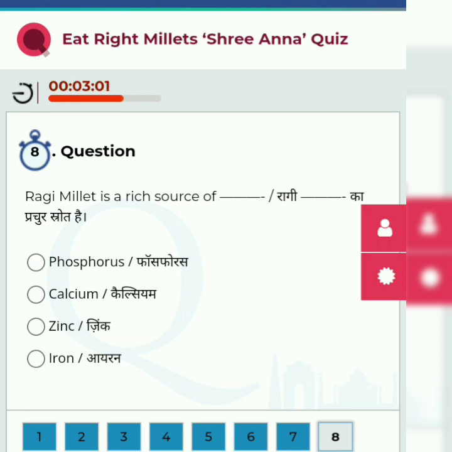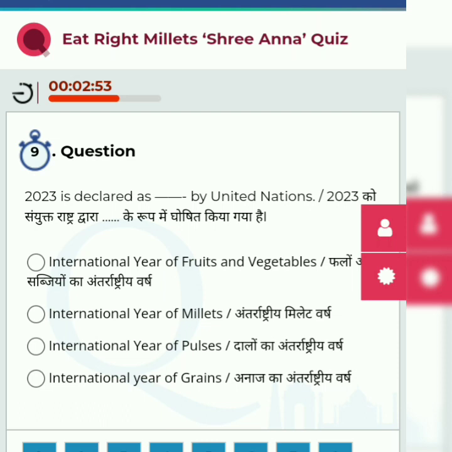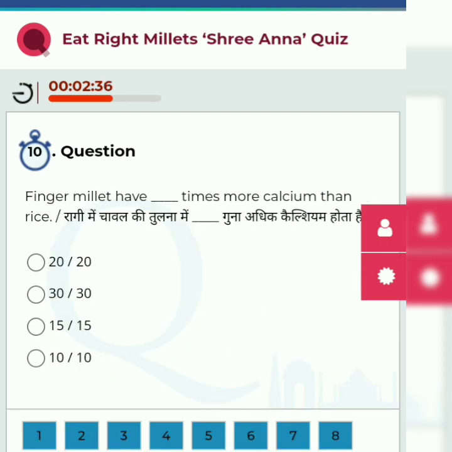Ragi millet is a rich source of phosphorus, calcium, zinc, iron. 2023 is declared as dash by United Nations. International Year of Fruits and Vegetables, International Year of Millets, International Year of Pulses, International Year of Grains. Finger millet has dash times more calcium than rice. 20 by 20, 30 by 30, 15 by 15, 10 by 10.